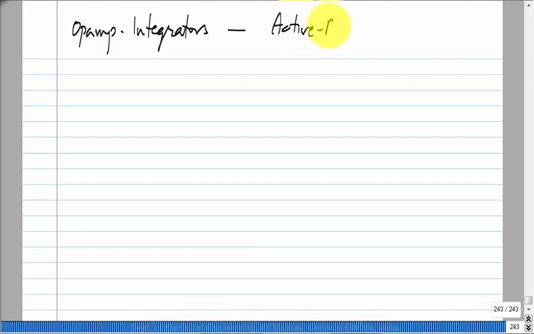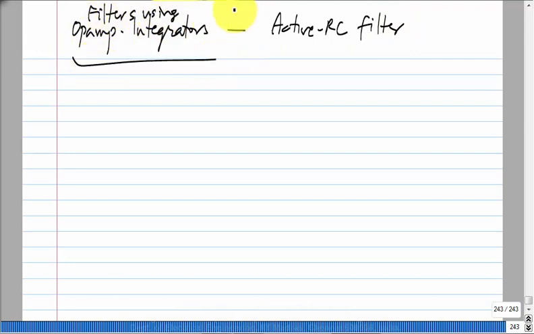So, we can wrap up with a couple of more simpler topics. By the way, this type of filter which uses op amp integrators is also known as an active RC filter, okay. Basically, the filter that we just now discussed is known as an active RC filter. That's all, it is some historical terminology. If you go to textbooks, you will see this quite often.